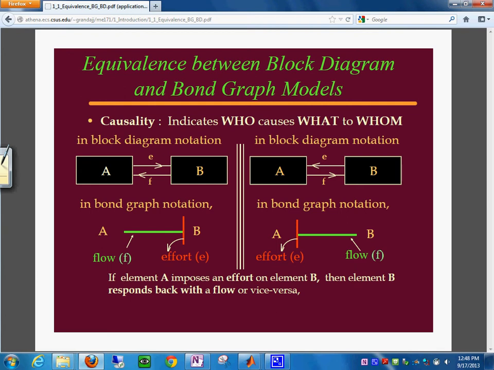So we have this figure in here where we'll see that B is the one applying the effort on A and A is reacting. Okay. Any question about this?